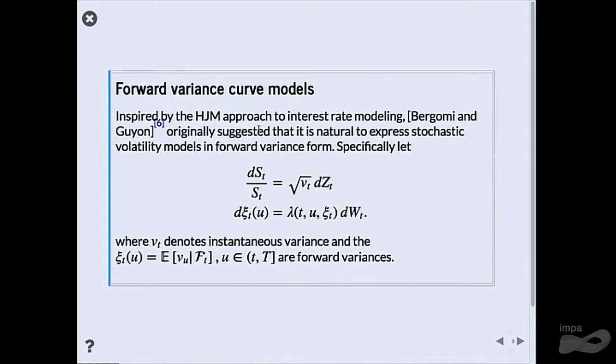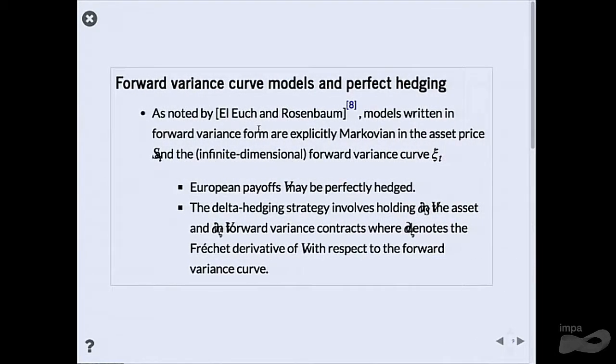But notice that forward variances, because they're tradable, are martingales, right? So they are natural underlyings for any stochastic volatility model, and any conventional stochastic volatility model, in fact, any rough volatility model can be written in this form. Moreover, as pointed out by Omar and Mathieu, models written in forward variance form are explicitly Markovian in the stock and in the forward variance curve. And so European payoffs may be perfectly hedged. The delta hedging strategy involves holding the usual amount of underlying asset and exactly what you would imagine would be the right amount of forward variance.